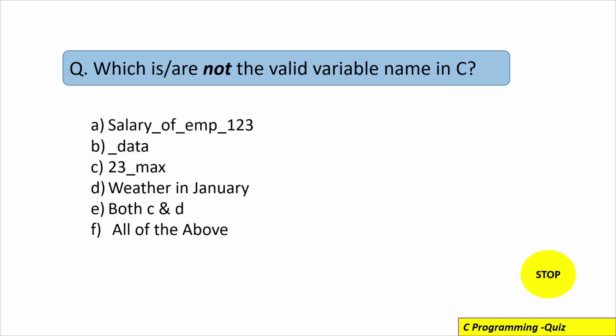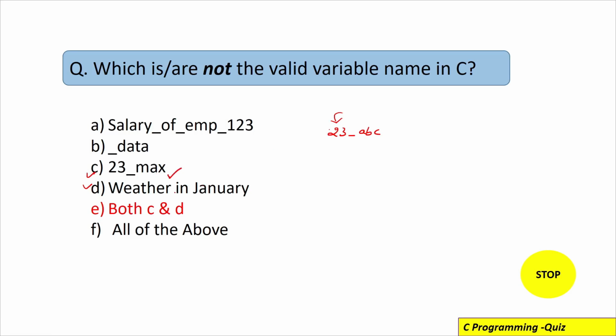So the correct answer is option A. That means option C and option D both are showing the incorrect variable name according to C language. If we go by the naming convention of variable names in C language, then we know that we cannot use something like 23_ABC. Why? Because we cannot use digits at the start of the variable name. That's why this 23_max is an incorrect variable name.